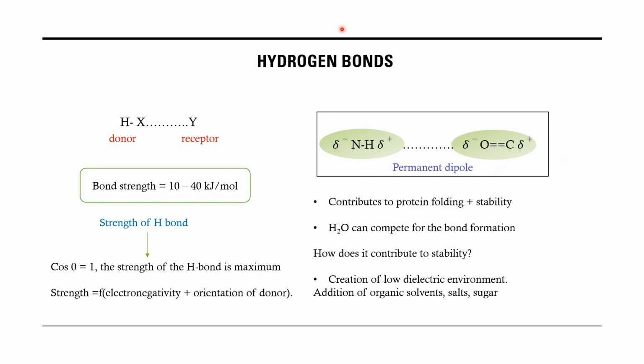Now, one important thing to remember in this regard is that the maximum bond energy is exhibited when the distance between the two electronegative atoms is around 2.9 angstrom. Above and below this value, there is a reduction in the strength of the bond.